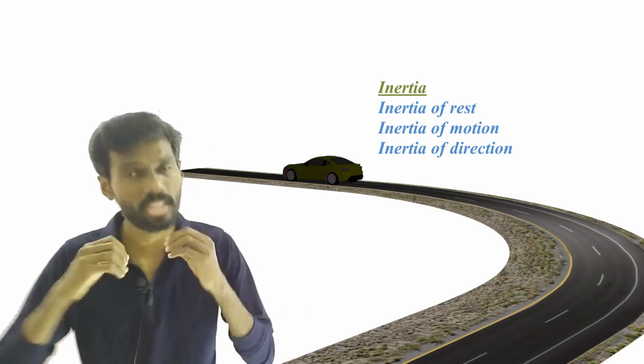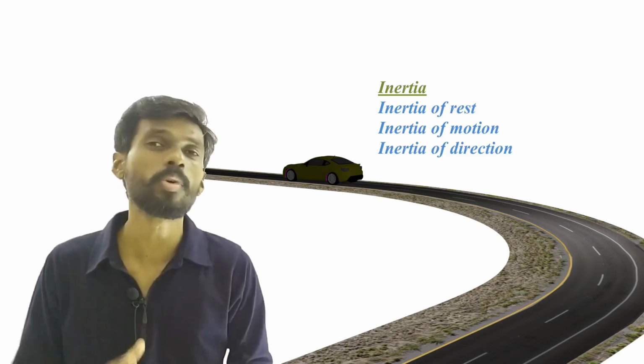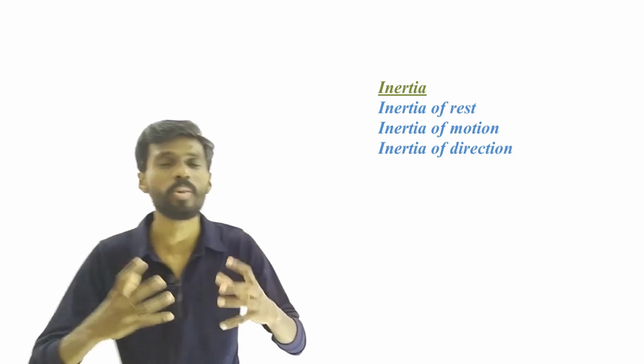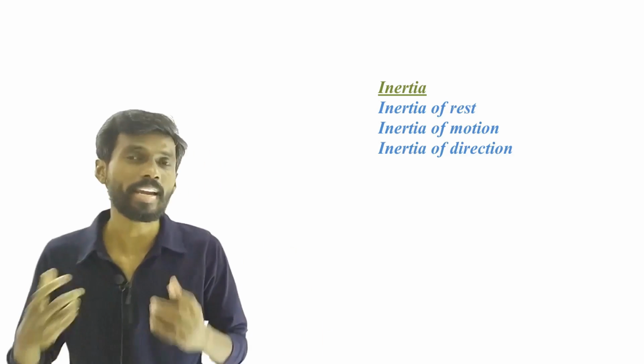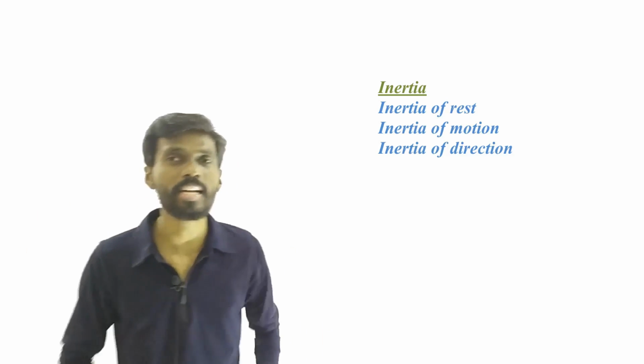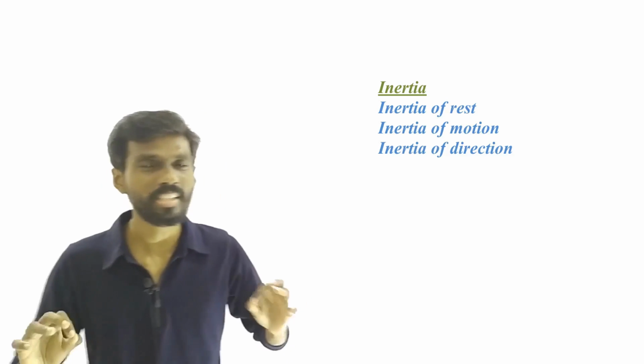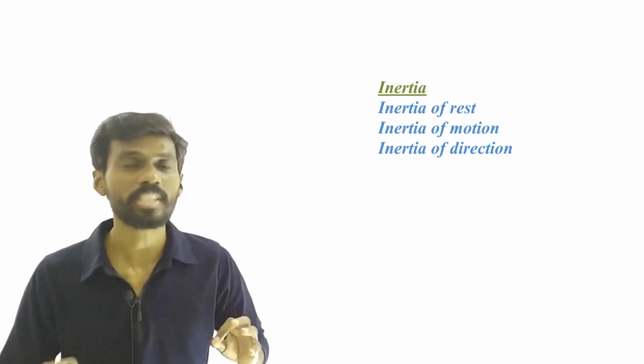So the direction, the speed, or the rest position will change only when an external force is applied on the object. That is called inertia. So inertia changes only when an external force is applied. That is why we call Newton's first law the law of inertia. These are the basics of Newton's first law.